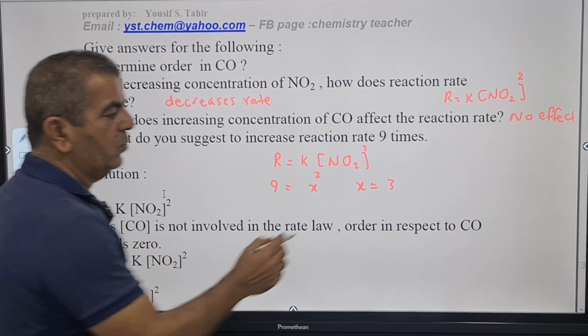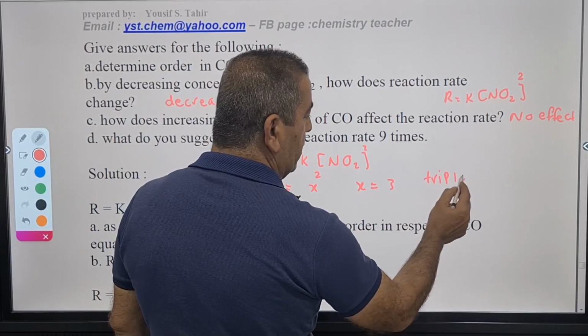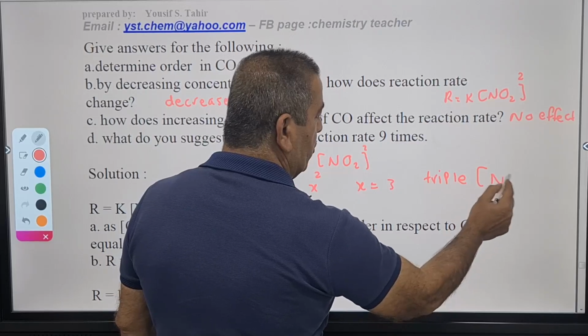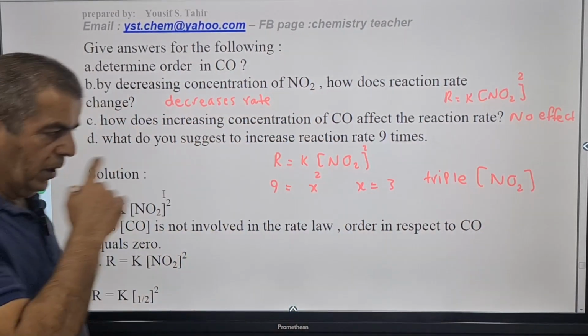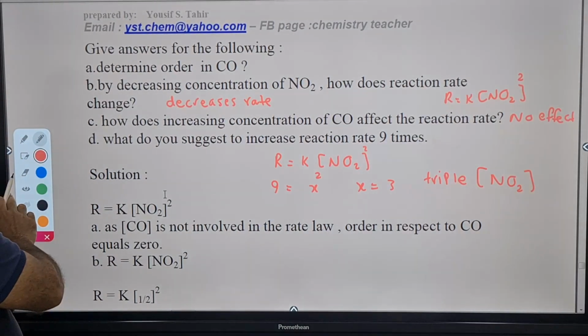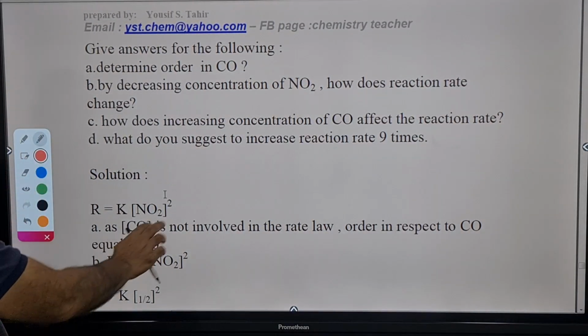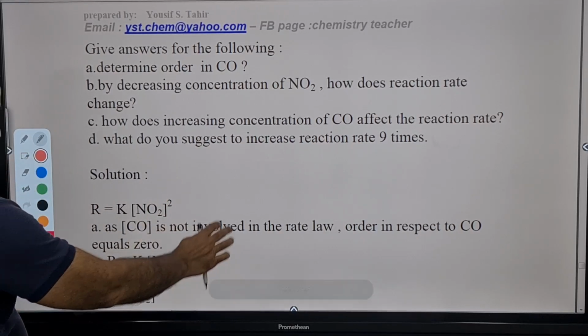the concentration of NO2, because simply it is to the power of 2, and 3 squared equals 9. Okay, that's all about this practice. Let's move forward and see what we have more.